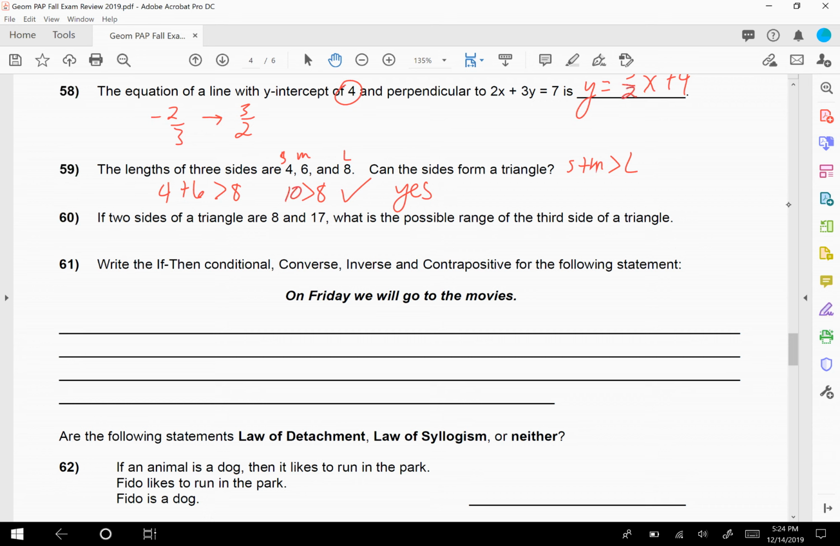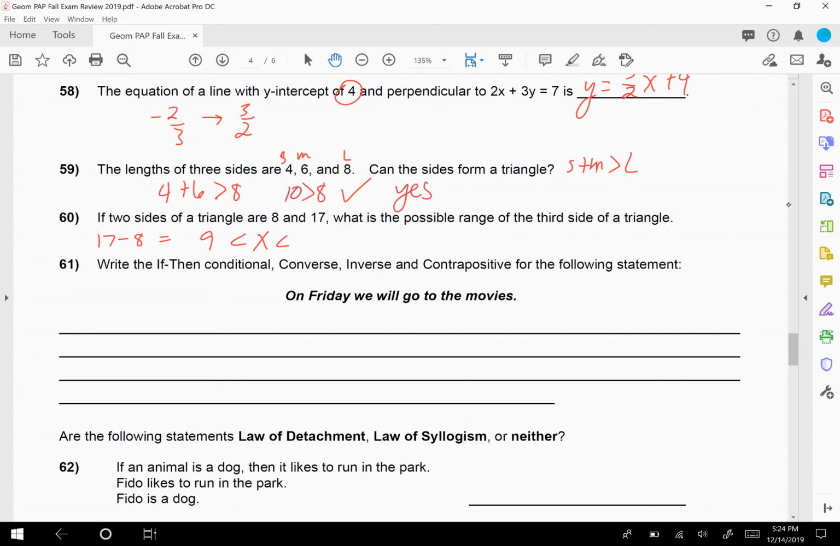Alrighty. If two sides of a triangle are 8 and 17, what is the possible range for the third side? Well, x will have to be between two things because we're getting a range. Okay, and the first thing is you have to subtract them. So we know x has to be bigger than some number, and then it's got to be less than some number. So to find the bigger than, you subtract. So you do 17 minus 8, which would be 9.